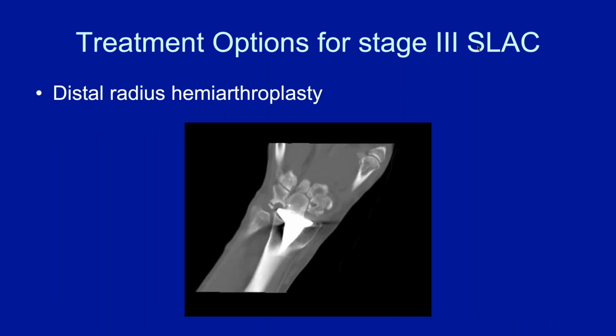There's a distal radius hemiarthroplasty, which we tried many years ago. The problem that we had is that, as you can see in this CAT scan, the implant itself was impinging on some of the surrounding bones, and patients were having symptoms from that, and so we've kind of not gone that way anymore. Next slide.